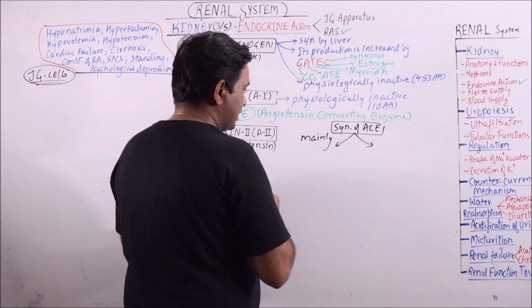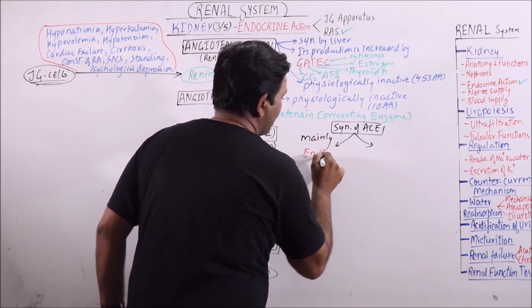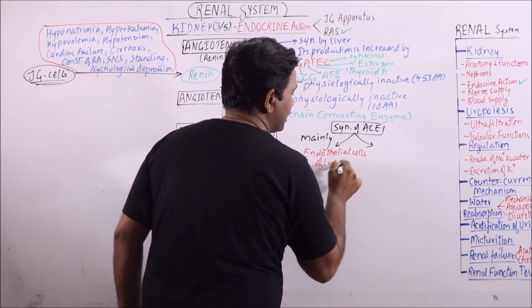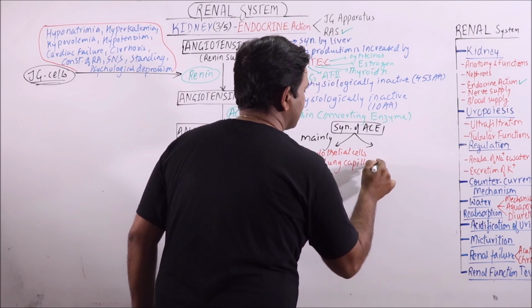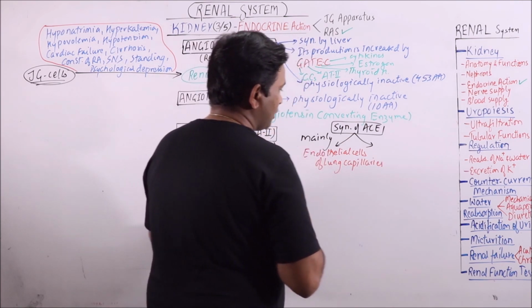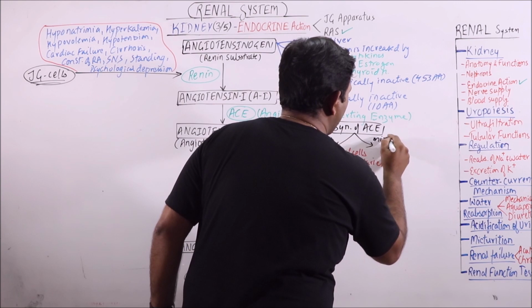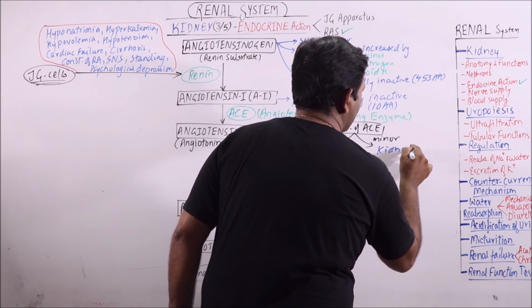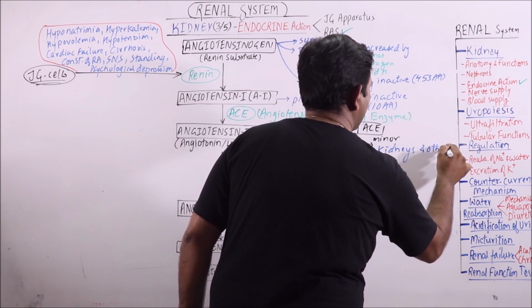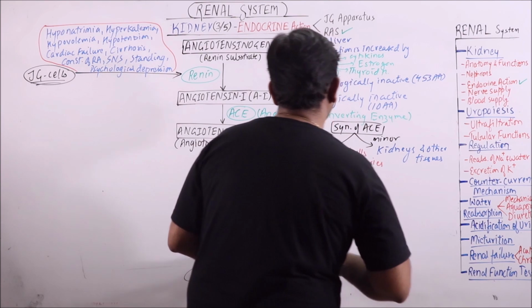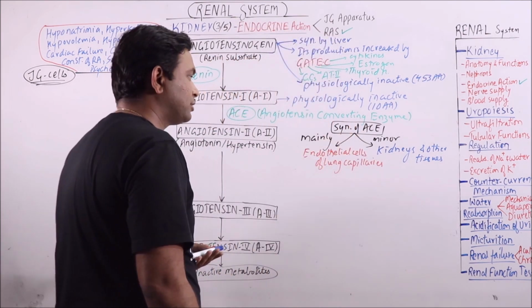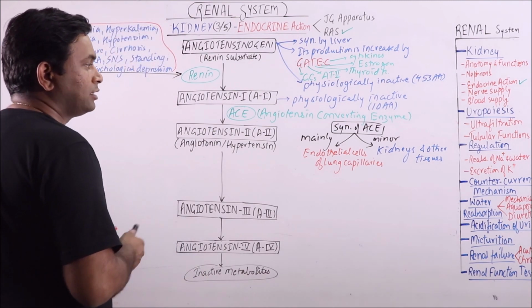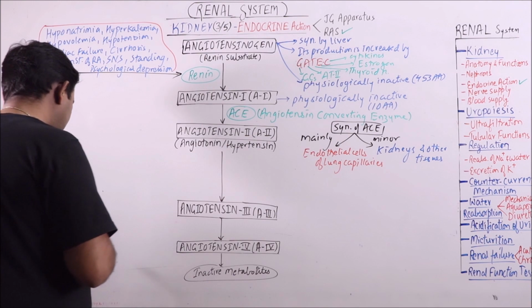It's important to note that the synthesis of ACE is mainly done by endothelial cells of lung capillaries, and minor production is by kidneys and other tissues in body. ACE is also of two types, that is somatic ACE and germinal ACE. Germinal ACE is found in sperms, while the somatic ACE is found in all body cells.